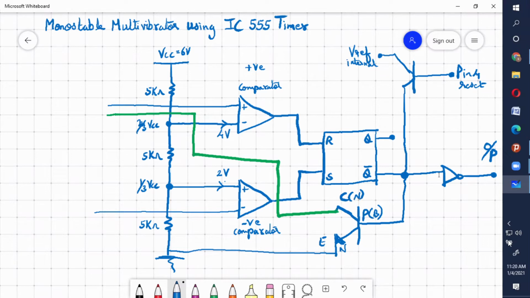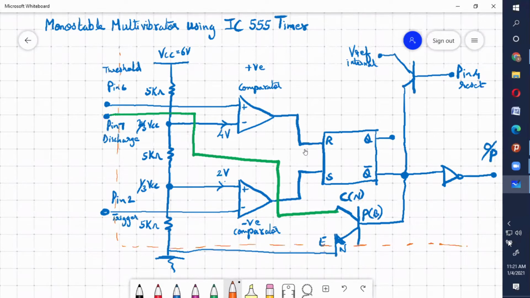Okay, students, can you tell me the working principle now? Last class we have seen it, right? This is your pin 6, which we call as threshold. Students, this is the internal structure of IC 555 timer. Already we have seen it last class for astable. Again, the same diagram is used for monostable also.